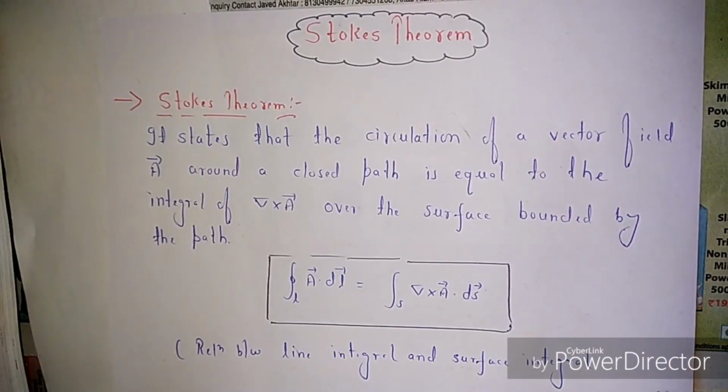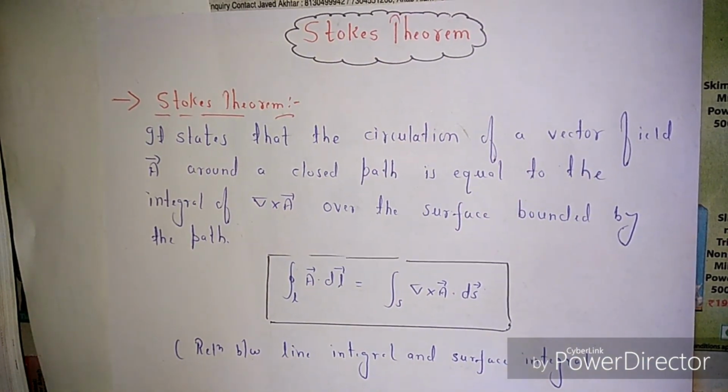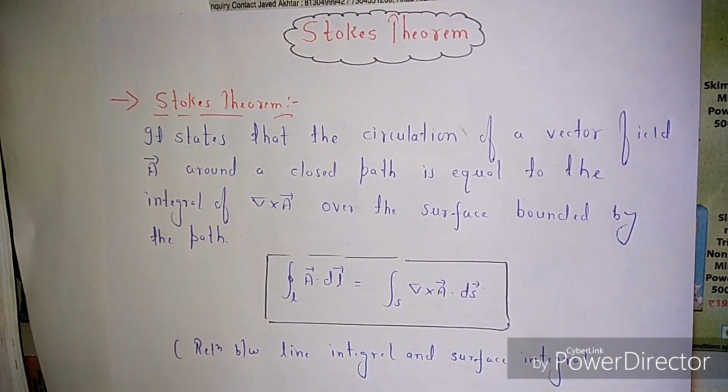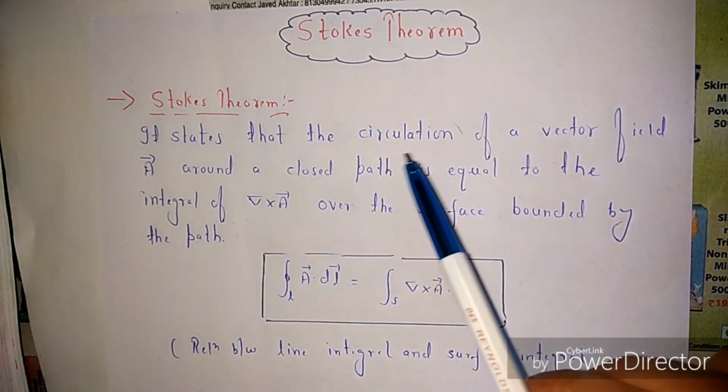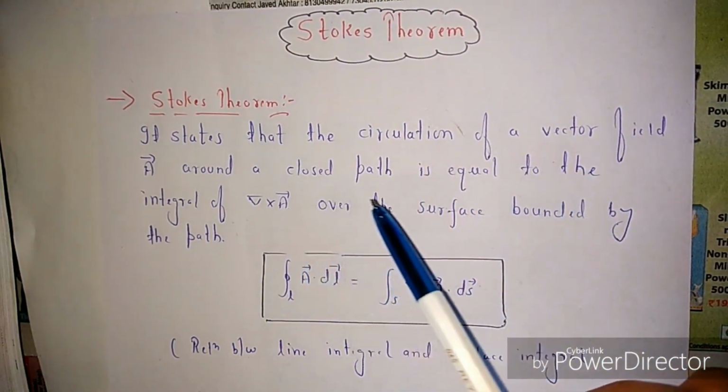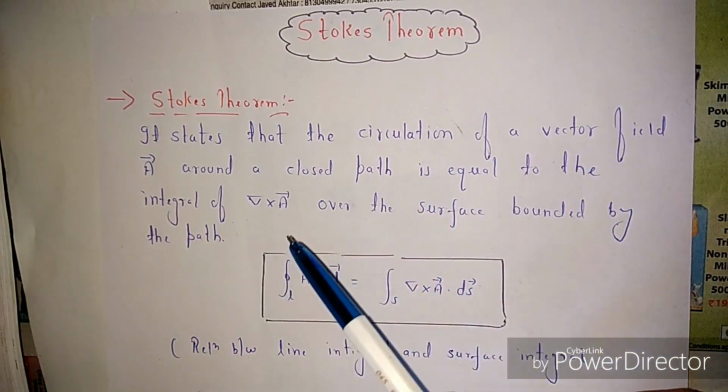Here is the Stokes theorem. It states that the circulation of a vector field A around a closed path is equal to the integral of del cross A over the surface bounded by the path. Then we can write the closed integral of A dot dl is equal to the integral over the surface of del cross A dot dS. That is the definition of the Stokes theorem.